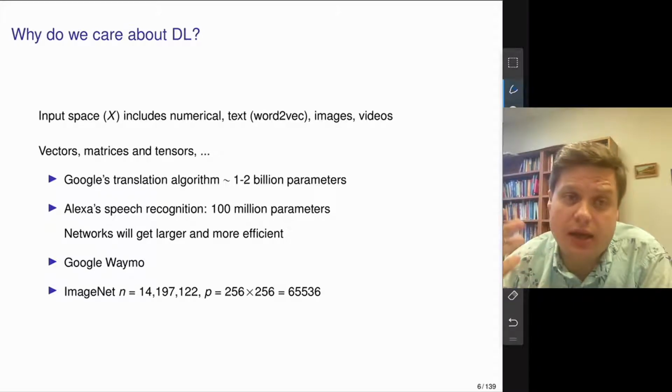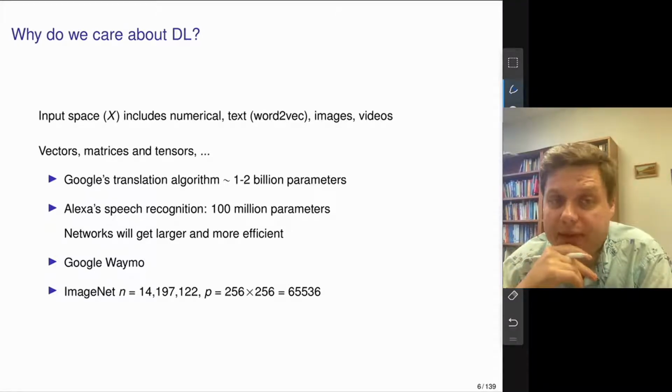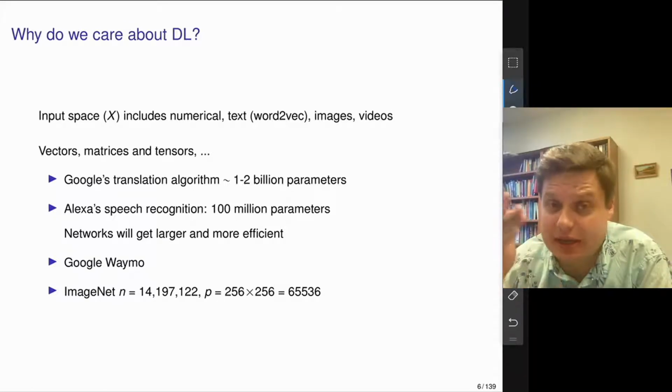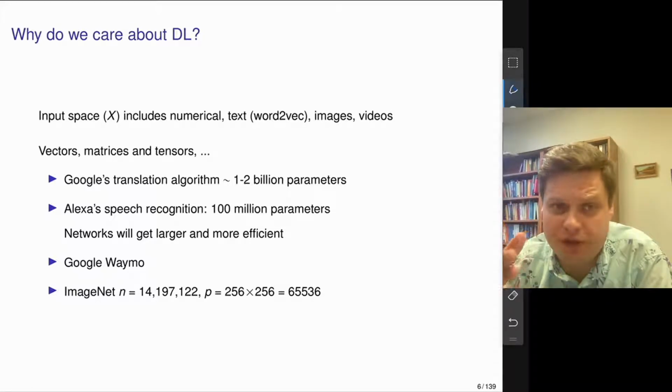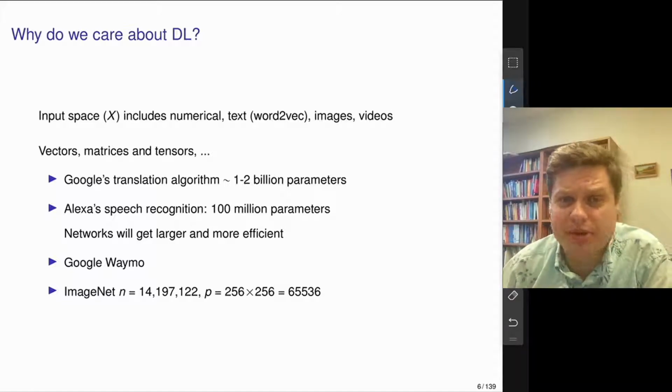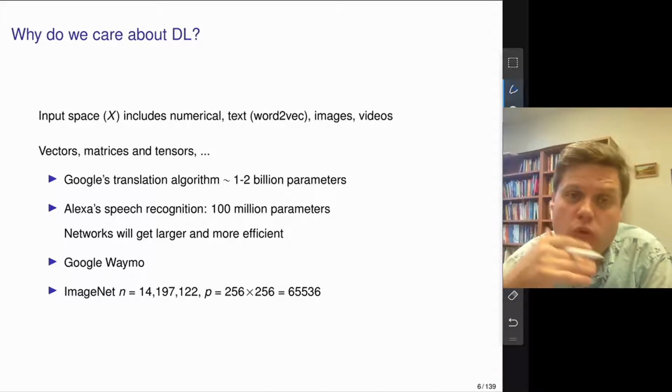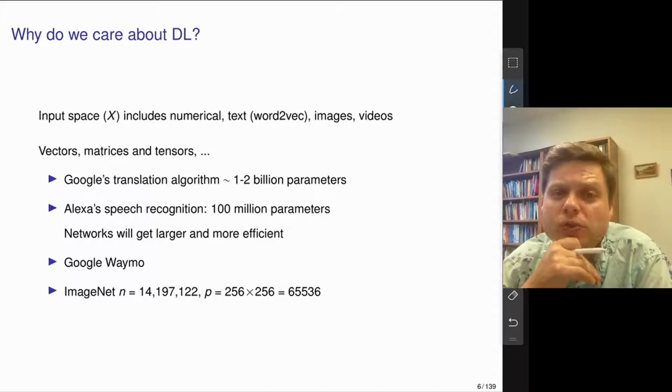Deep learning solves those high dimensional problems. It uses very complex rules, so very complex models, to go from inputs to outputs. Here are some examples of the number of parameters. You remember in the linear model, we have the same number of parameters as we have features. So we have 20 inputs, we'll have 21 coefficients beta. In neural networks, you have much more parameters than inputs. For example, Google Translation algorithm uses 1 to 2 billion parameters. Alexa speech recognition would use 100 million parameters.